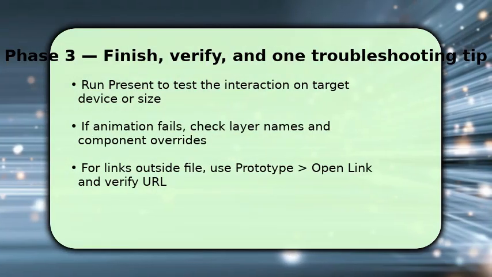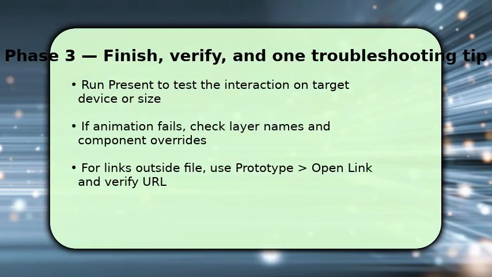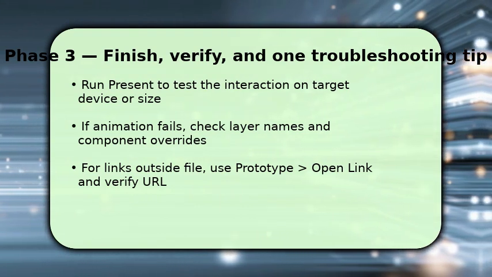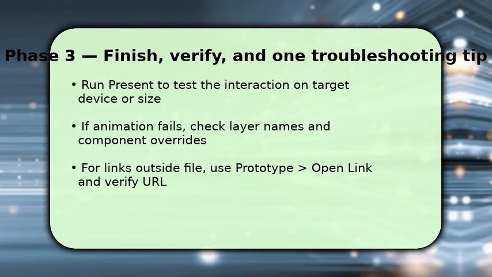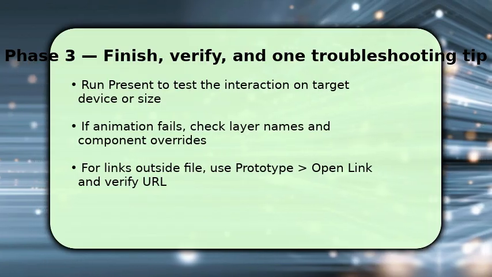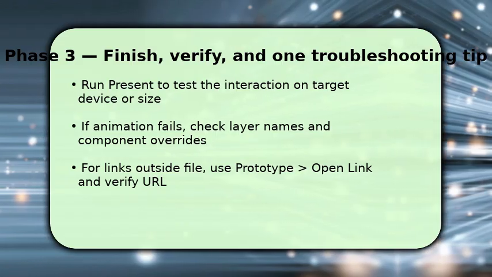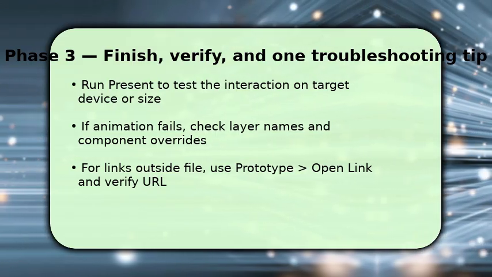You now test the prototype by entering present mode and clicking or tapping the button. Observe the transition and timing. If nothing happens, make sure the prototype connection actually points to the desired frame and that the trigger is correct. If animations stutter, verify that matching layer names exist and remove conflicting auto layout overrides.